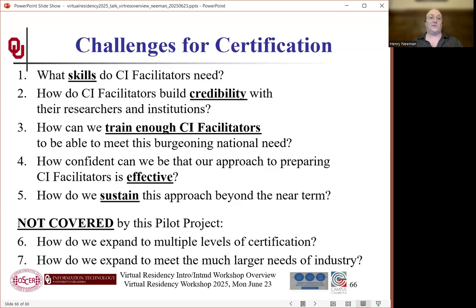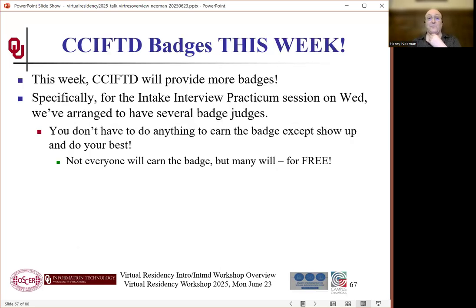The challenges for certification, well, what skills do the facilitators need? How do they build credibility with their researchers and institutions? How do we train enough of them? How do we know that it works? And how can we sustain it beyond the initial period? What we aren't trying to do in the pilot project is multiple levels of certification, nor meeting the needs of industry. We don't have the resources for either of those.